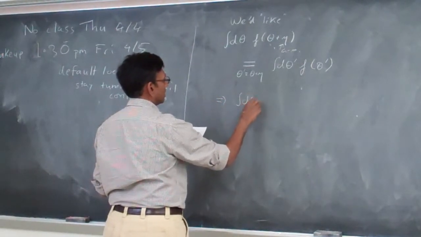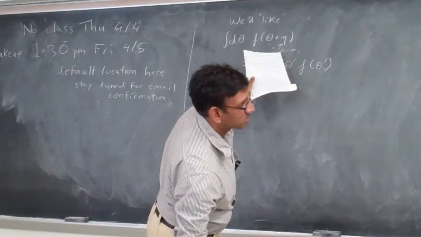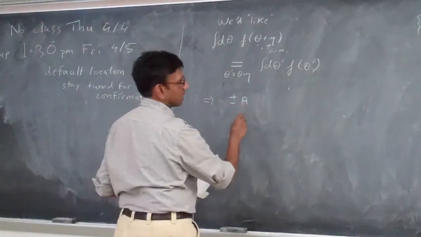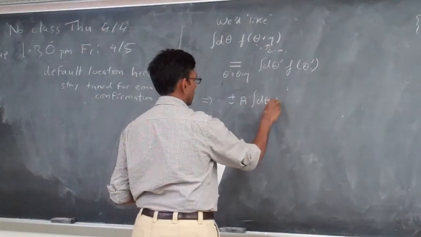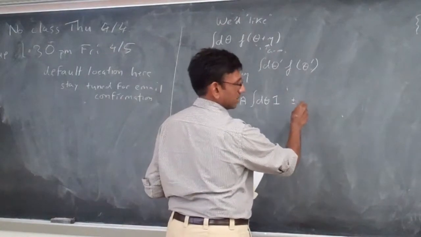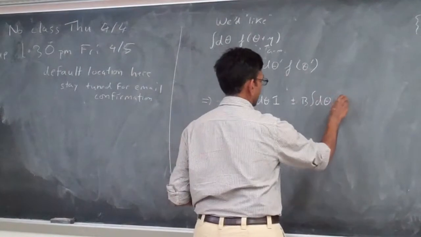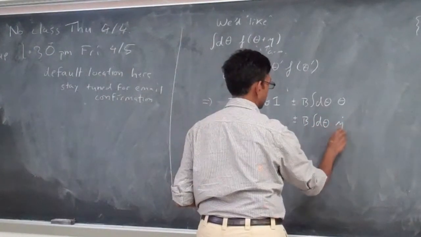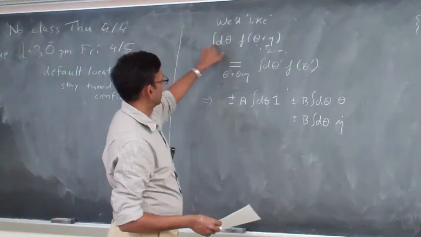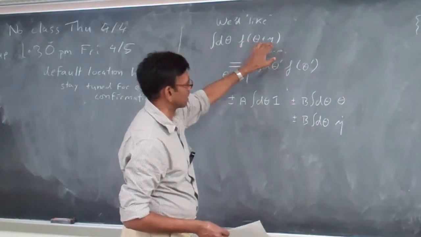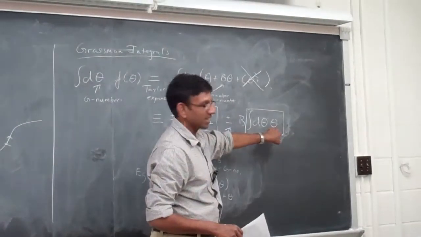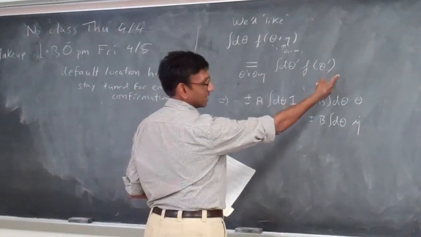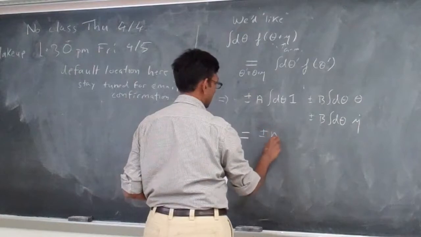that the integral d theta, so let me write this one down. It's plus or minus a integral d theta of 1 plus or minus b integral d theta of theta plus or minus b integral d theta of eta. So if I write this out, but instead of f of theta, I've got f of theta plus eta, then instead of theta here, I'd have theta plus eta. But then it's a sum, and so I would just write it out like this. That has to be equal to this thing, where theta prime is just a dummy variable. So it's plus or minus a integral d theta.